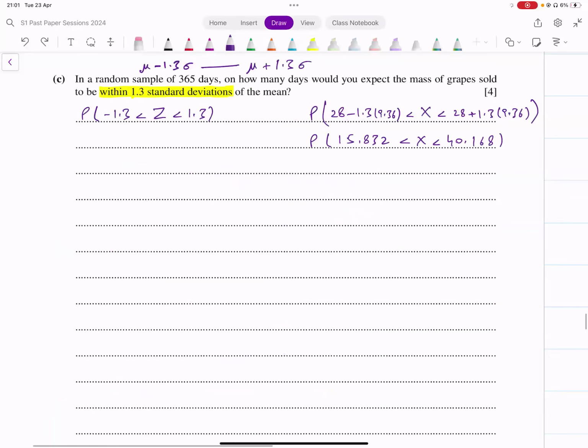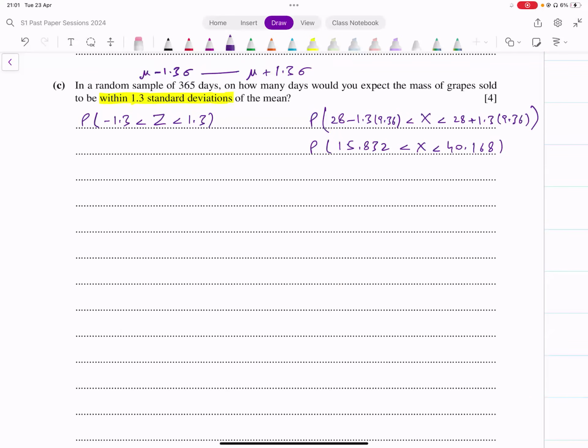Why? Because it says within 1.3 standard deviations. That means from the mean, you could go below 1.3 standard deviations and above 1.3 standard deviations. 1.3 standard deviations means 1.3 times the standard deviation, right? So 1.3 into standard deviation. That's exactly what we're doing here, okay? So 9.36 is the standard deviation value. This is what we get.